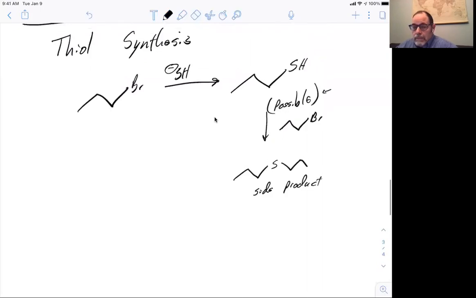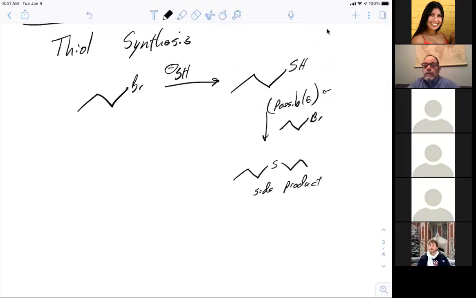To take care of this possible problem, especially in cases where your substrate is quite complicated or expensive to make. In this case, if you got a little bit of that undesirable side product, it probably wouldn't be a problem. But if we had spent a lot of time building our bromide, then that would be problematic. And so we want a better way to do that.